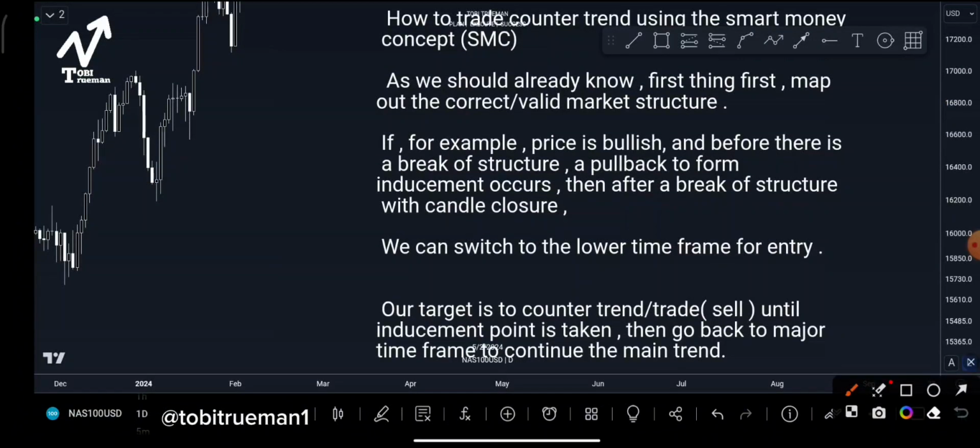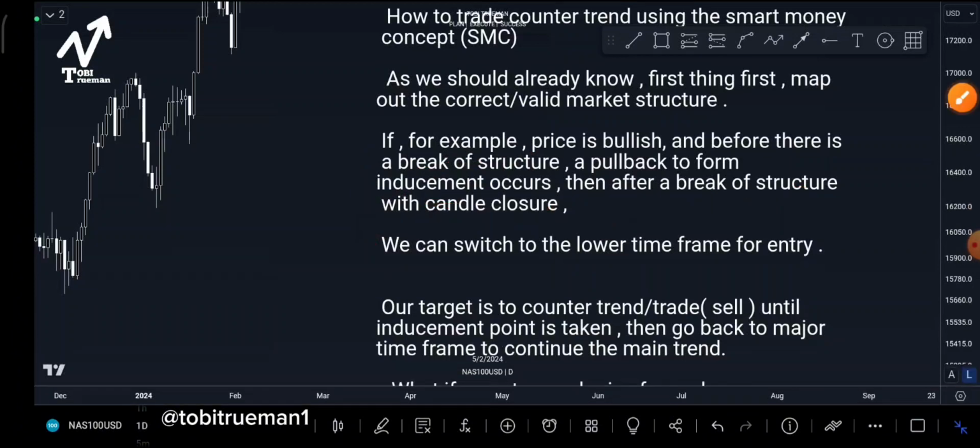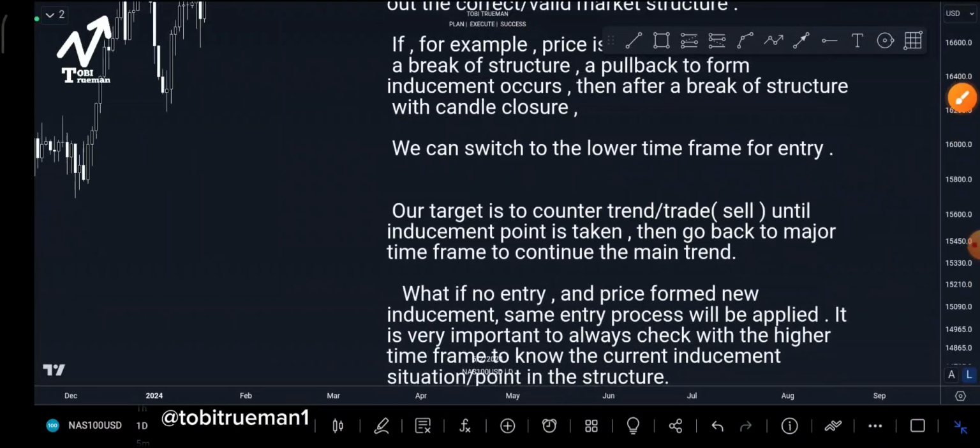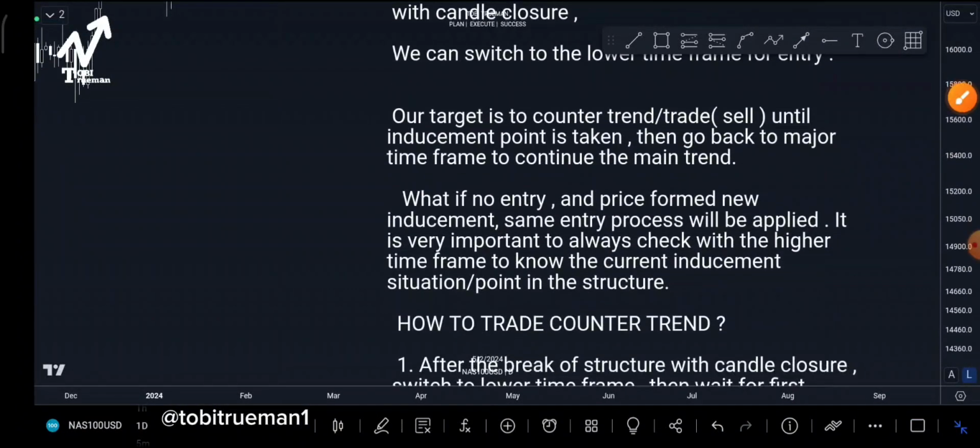Then, if for example price is bullish and before there is a break of structure, a pullback to form inducement occurs. Then after break of structure with candle closure, this candle closure is very important. That is how we identify our valid break of structure. Only when the candle closes below it or above it, depending on the trend, can we switch to the lower time frame for this entry. How to trade counter trend.